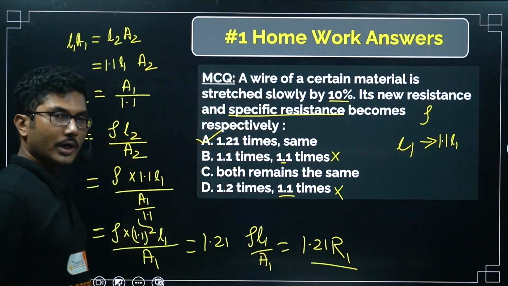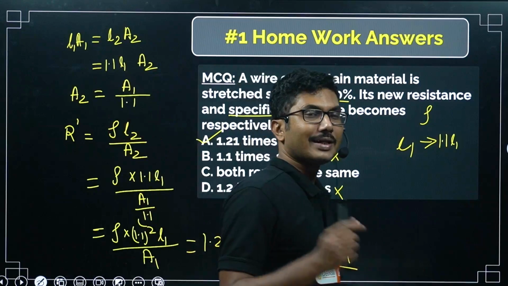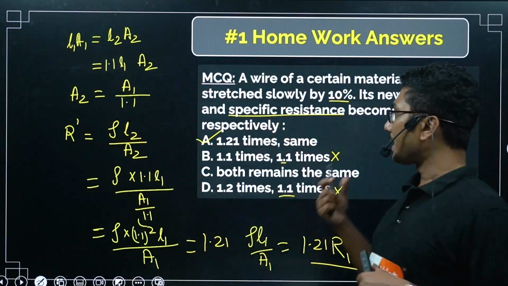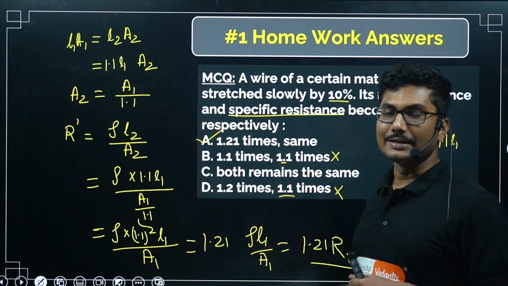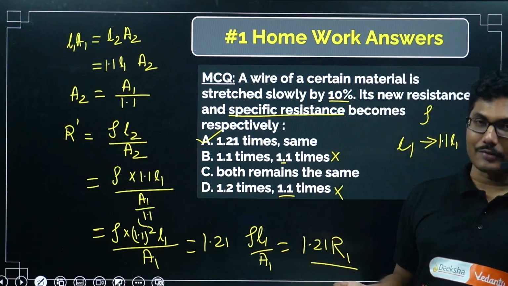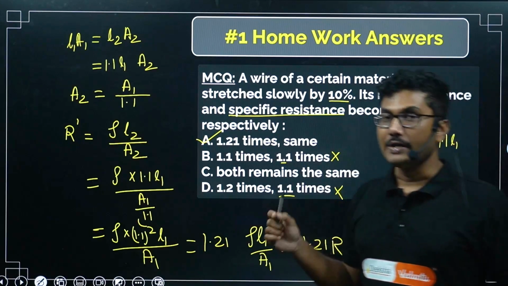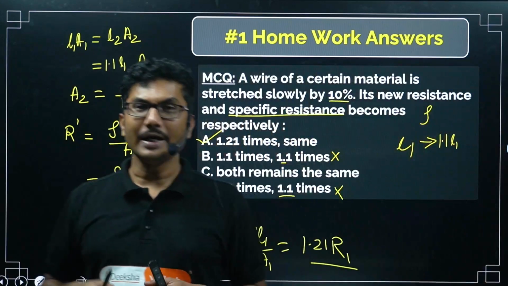So, 1.21 times. This is the way of solving it. One more thing I told you: whenever the length is changing, whatever the changed length is, the new quantity will be the square of that. So if it is doubled, the new resistance will be 4 times.